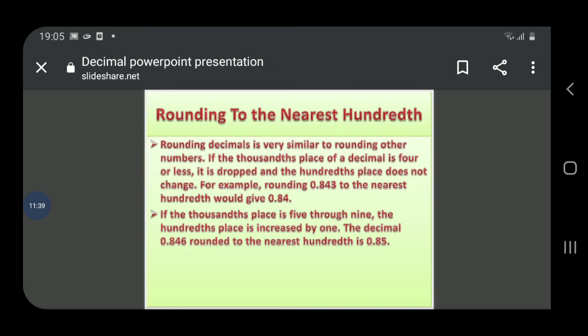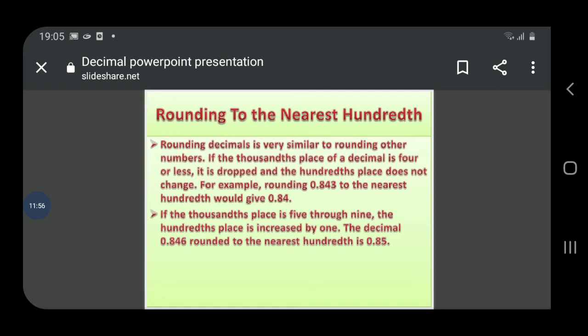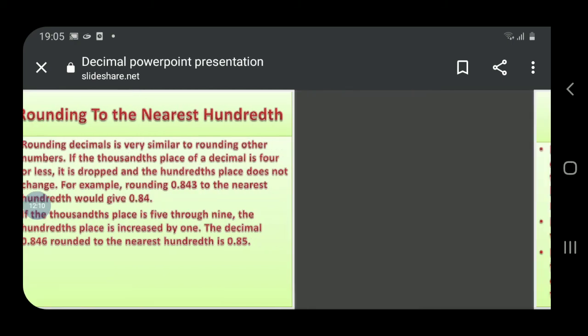Now, decimals can be rounded to the nearest hundredth. Rounding decimals is very similar to rounding other numbers. If the thousandths place of a decimal is 4 or less, it is dropped and the hundredths place does not change. For example, rounding 0.843 to the nearest hundredth would give 0.84. If the thousandths place is 5 through 9, the hundredths place is increased by 1. The decimal 0.846 rounded to the nearest hundredth is 0.85.